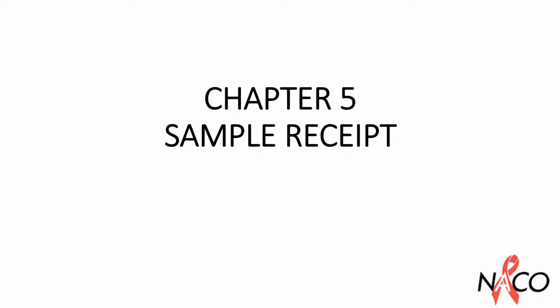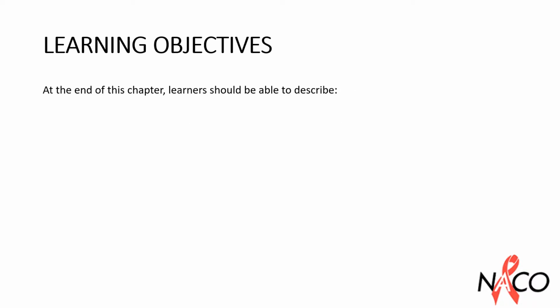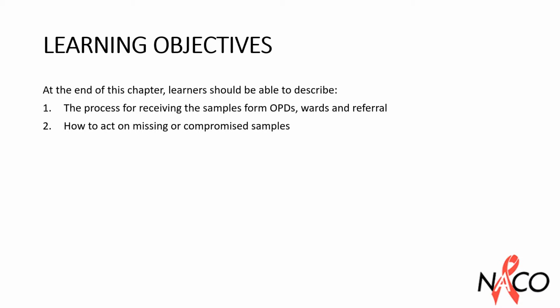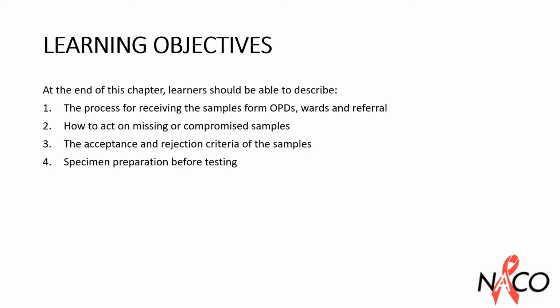Chapter 5 Sample Receipt. Topic: Accessioning. At the end of this chapter, learners should be able to describe the process for receiving the samples from OPDs, wards, and referral, how to act on missing or compromised samples, the acceptance and rejection criteria of the samples, and specimen preparation before testing.